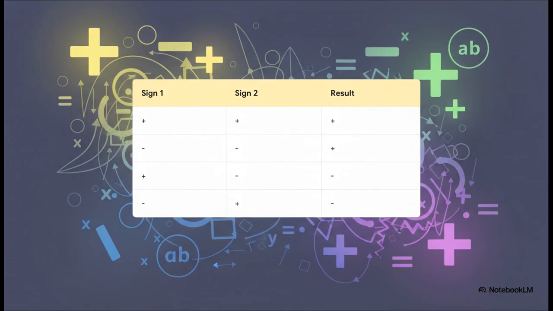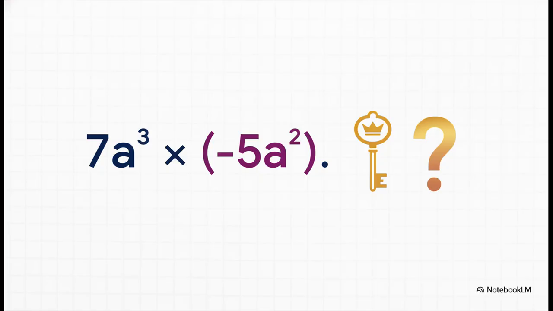If the signs match, like two positives or two negatives, your answer is positive. If they're different, one of each, your answer is negative. Let's see how that fits in. Okay, new challenge. What about this? 7a cubed times negative 5a squared.